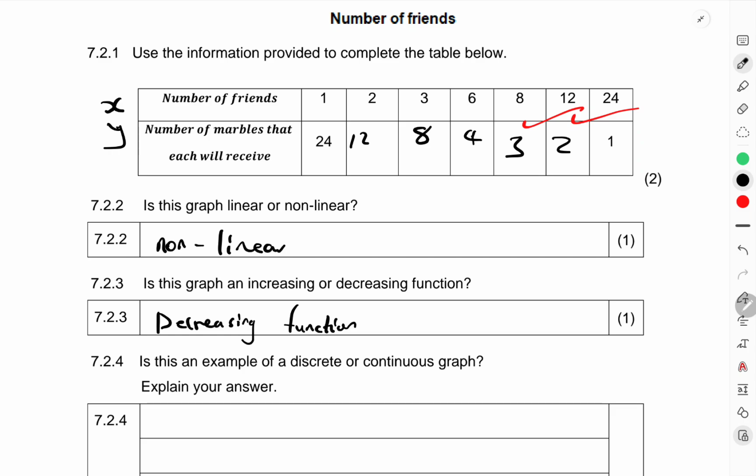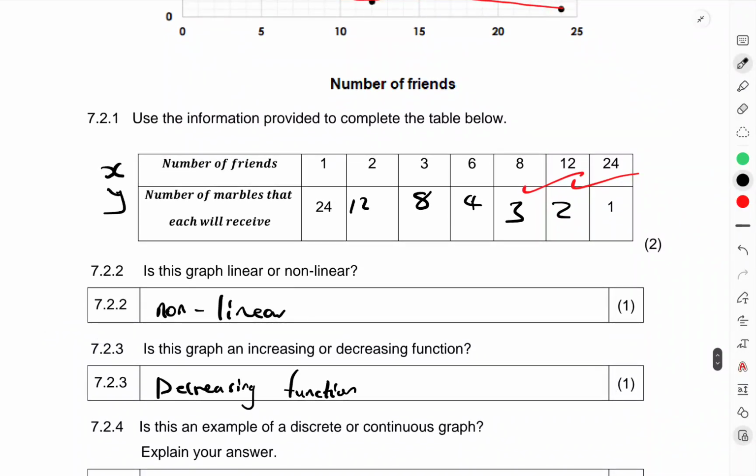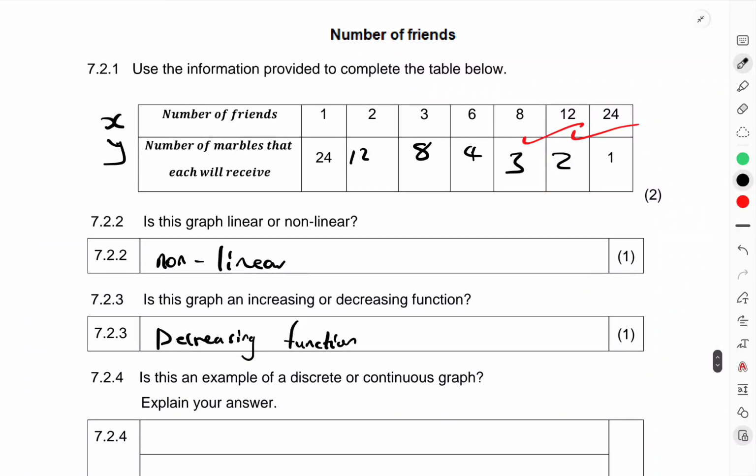Then after, is this an example of a discrete or continuous graph? Explain your answer. Now, what we did when we were explaining discrete and continuous: discrete data, or a discrete graph, is a graph that can have whole numbers 0, 1, 2, 3, 4.